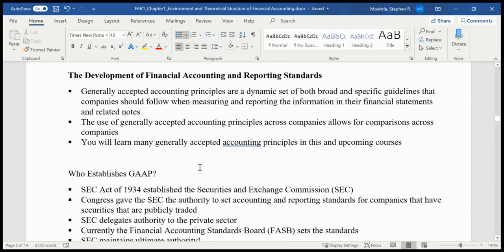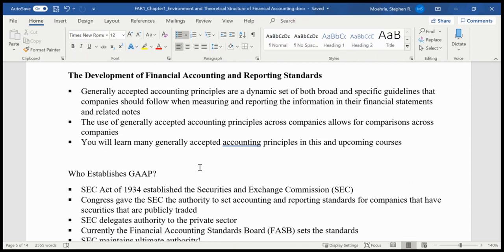All right, let's talk about the development of financial accounting and reporting standards. Generally accepted accounting principles are a dynamic set of broad and specific guidelines, sometimes broad, sometimes specific, that companies should follow when measuring and reporting the information in their financial statements and in the related footnotes to the financial statements. The use of generally accepted accounting principles across companies allows for comparisons across those companies. In other words, the generally accepted accounting principles are a set of rules that everyone is applying. Hence, it makes two organizations more comparable.